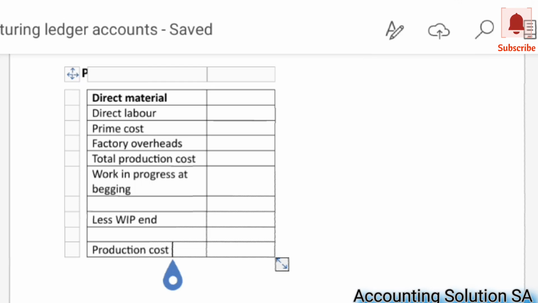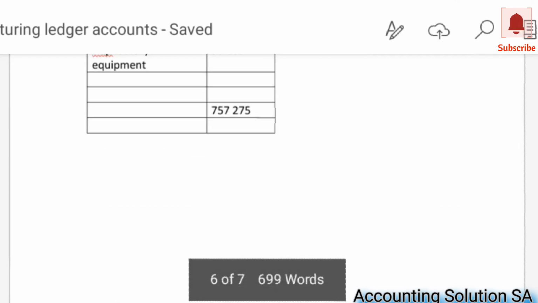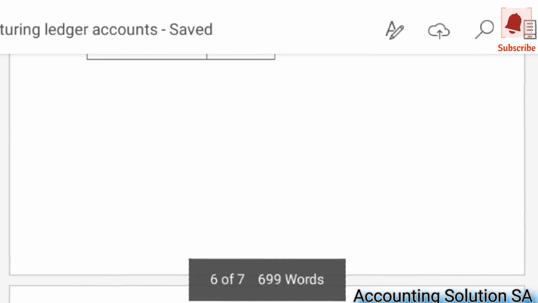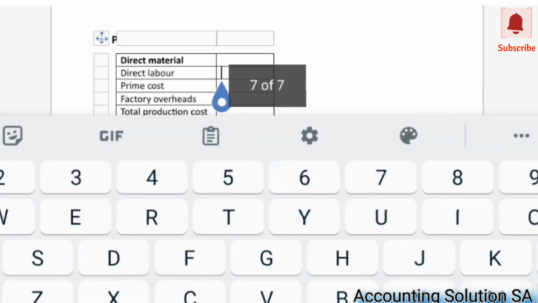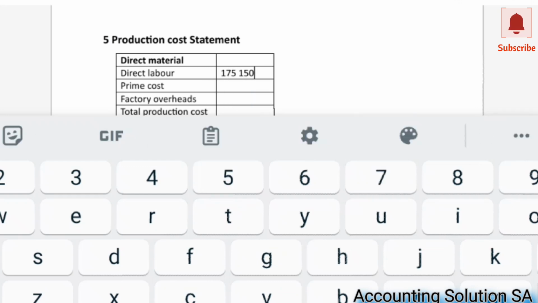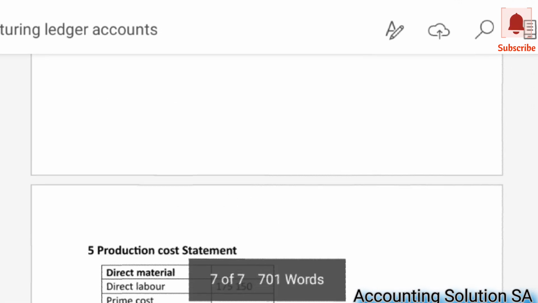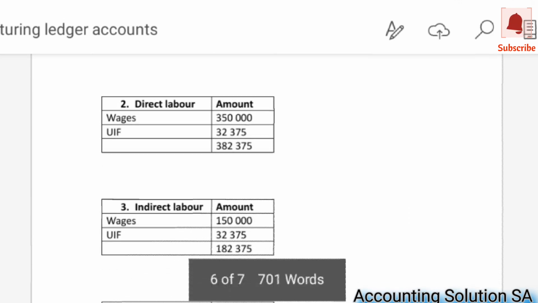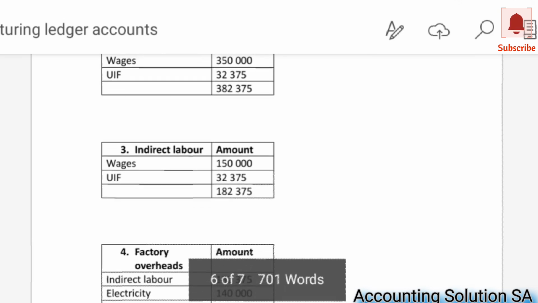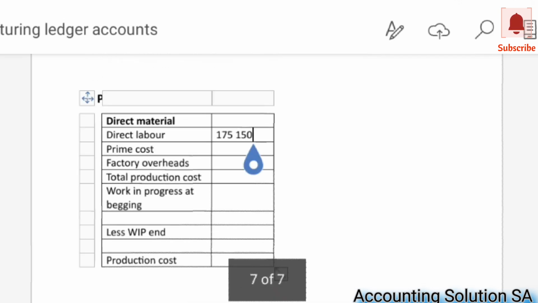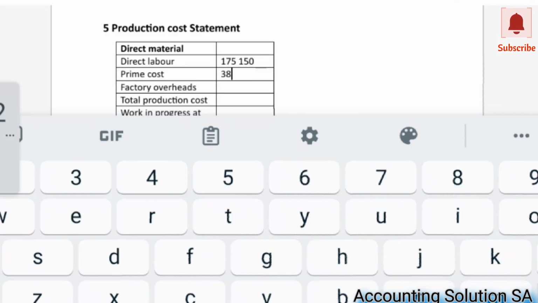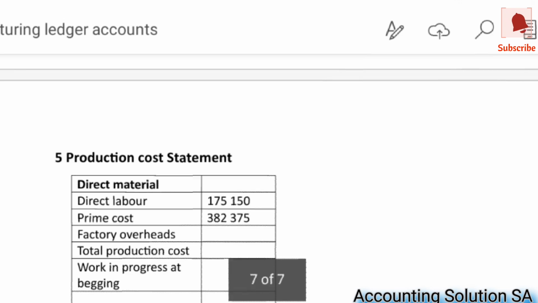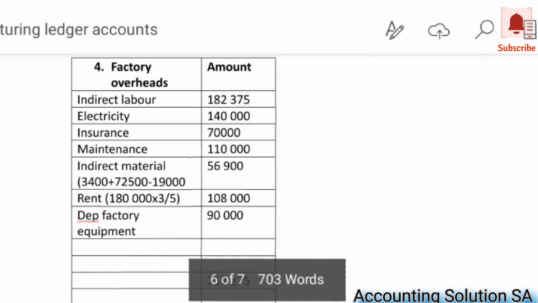Okay, so now let's take how much our direct material that we calculated. A direct material, raw material, 175,150. We take the one that we transferred into work in progress, guys. Okay, then now let's go to direct labor. It is 382,375. Okay, it's simple if you know the format, guys, but if you don't know the format, it's a real death. So please make sure that you know the format.